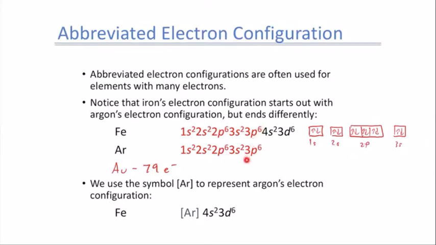So this is what we call the noble gas configuration, noble gas shorthand. So instead of writing the entire thing out here, I can just write argon in brackets and then the rest of the iron configuration. Makes it a whole lot quicker to write out our configurations now if we use the shorthand notation.